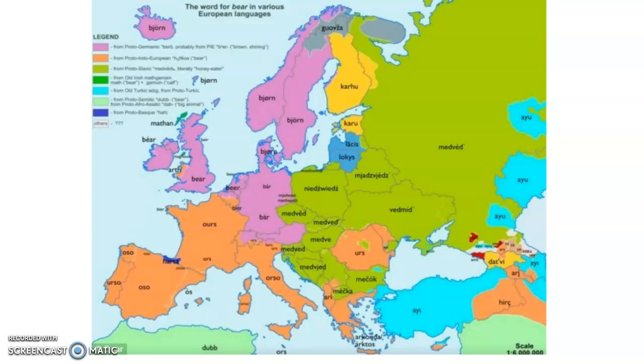You see a lot of the Germanic languages like English and German having similarities where they are using something with a B: bear, beer, bar, bjorn, something like that. And then you see languages derived more from the Balto-Slavic language group, which we're going to talk about later in the year. Medved, Vedmid, I don't know. You can see it. A lot of similar languages.